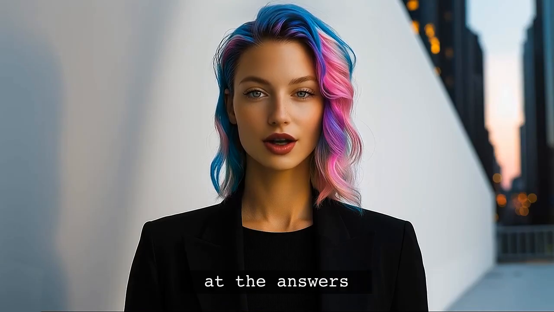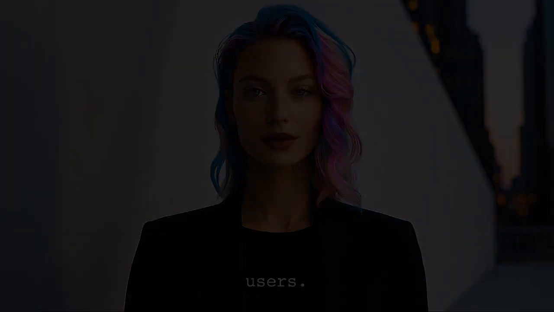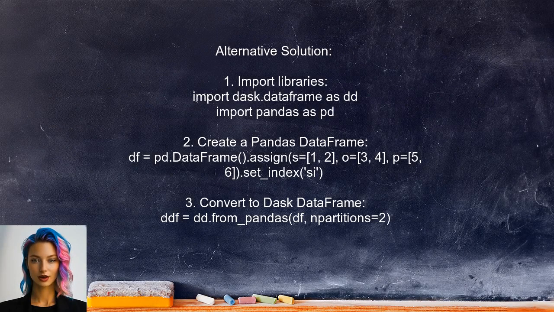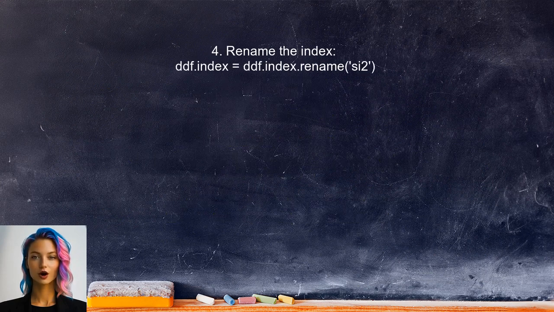Now let's look at the answers provided by other users. An alternative approach to renaming the index of a Dask DataFrame involves using the rename method directly on the index. First, import the necessary libraries and create a Pandas DataFrame. Then, convert it to a Dask DataFrame. Finally, rename the index by assigning a new name using the rename method.